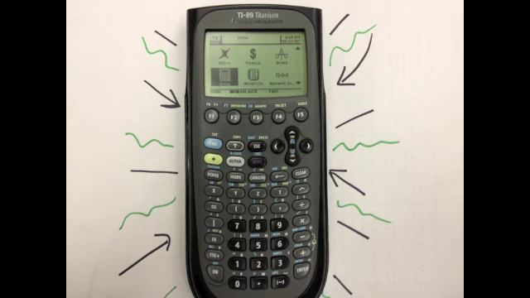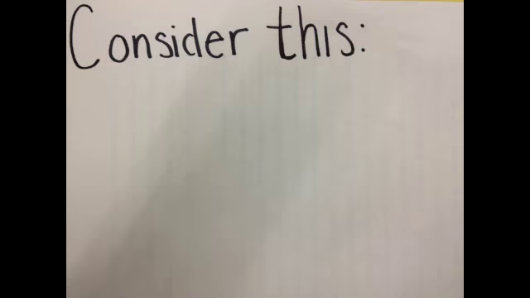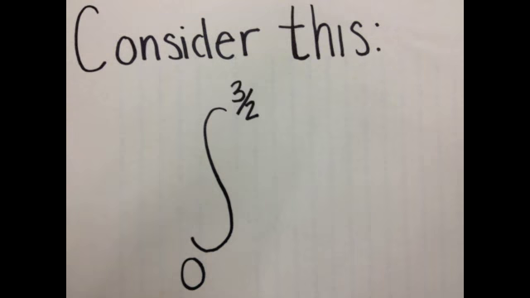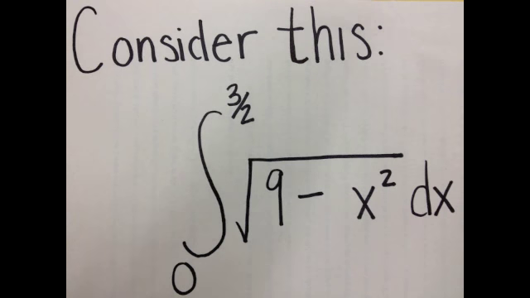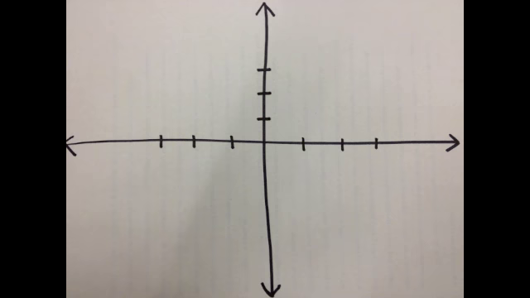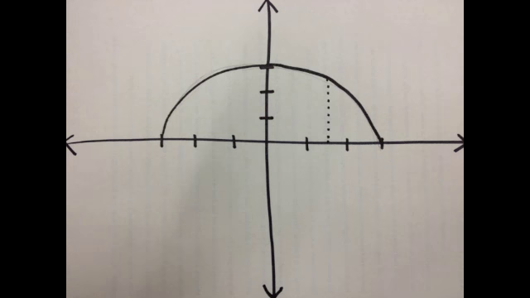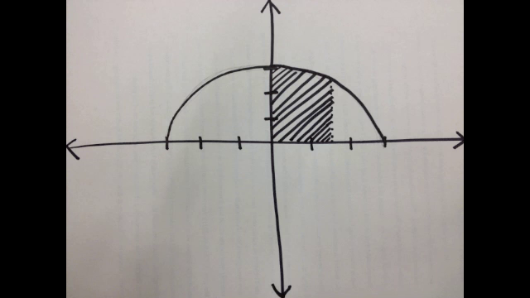Now let's see how it can help with this specific problem. Consider the integral from 0 to 3 halves of the square root of 9 minus x squared dx. This is asking for us to basically find the area, in this graph shown here, inside of this shaded area.